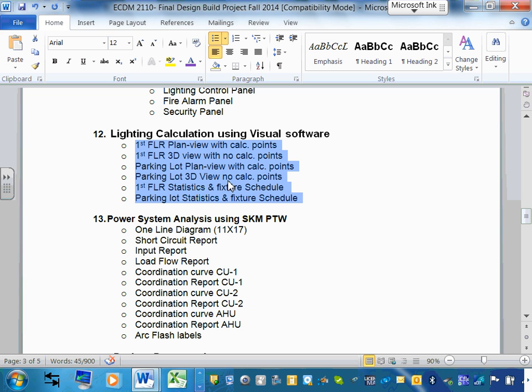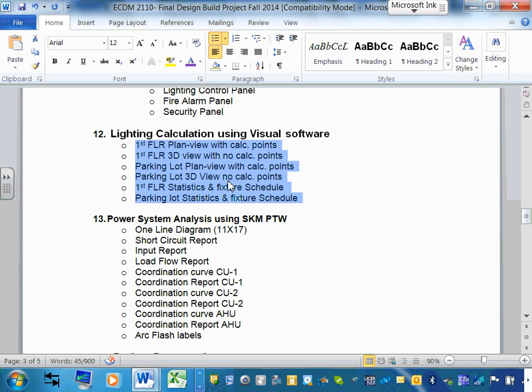So Chad, I did lighting. What do you want me to print from lighting? Well, here's what you want to print from lighting. One is called first floor plan view with calculation point. So I'll walk you through how to set it up and how to print it. And when it's time to print, look at this, check, check, check, check, printed them, done.